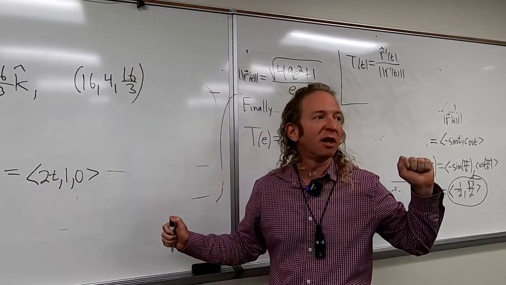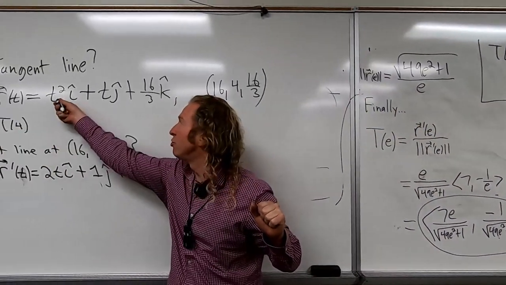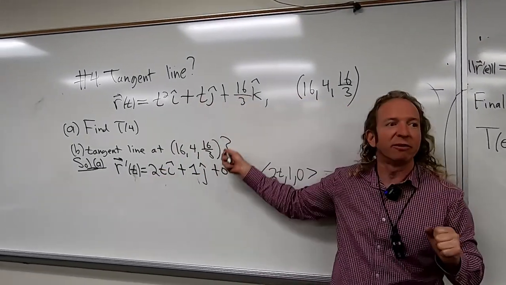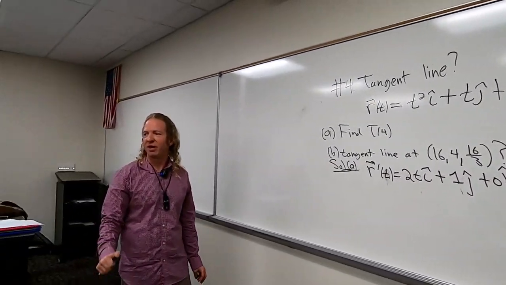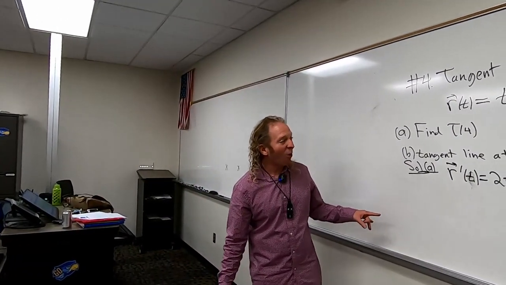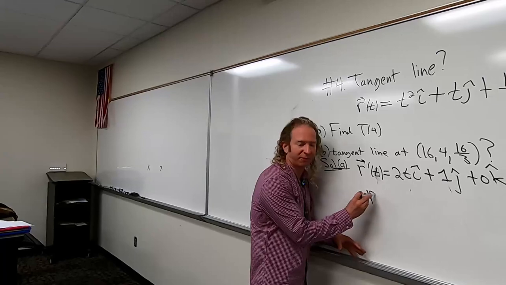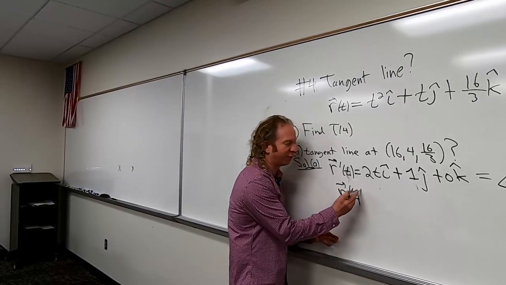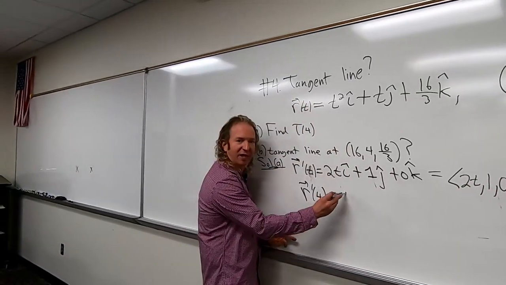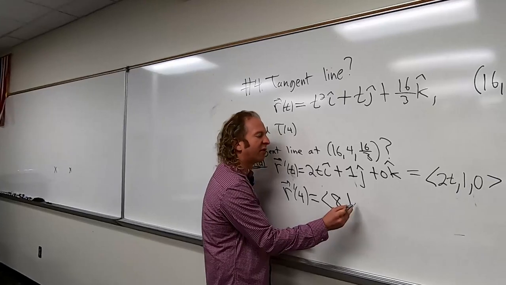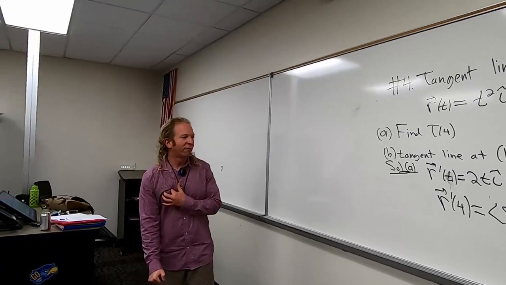Is there a t in the vector? There's a t here. 2t, 1, 0. Good. You see it? Okay. So now we have to plug in the 4. So r prime of 4. Plugging in the 4 here, it'd be 2 times 4, so it'd be 8, 1, and 0. So that would be r prime of 4.